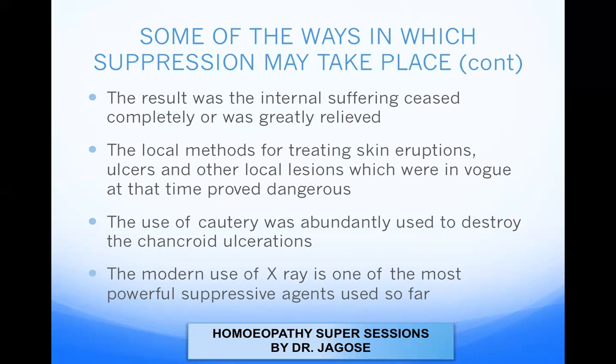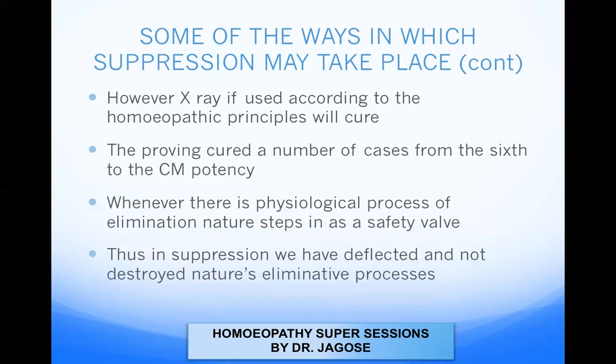So what did they use? The use of cautery was abundantly used to destroy the chancroid ulceration. During that time, there was chemical cautery of copper sulfate, which was used to destroy the chancroid ulcerations. Also, the modern use of X-ray is one of the most powerful suppressive agents used so far. J.H. Allen says that even X-rays in the modern world are one of the most powerful suppressive agents.